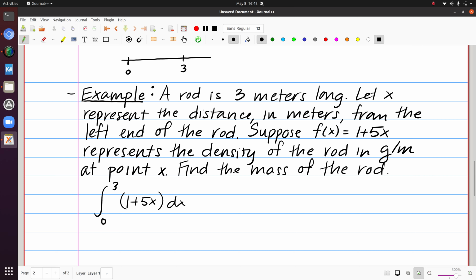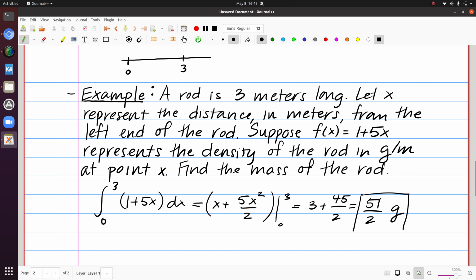So here we can just take this integral. The antiderivative is x plus 5x squared over 2. We're evaluating this from 0 to 3. So we're going to get 3 plus 5 times 9 over 2. And we would get here then 51 over 2. Now, in these contexts, the units are important, right? The density was in grams per meter, and when we integrate this, the result is going to be in grams.